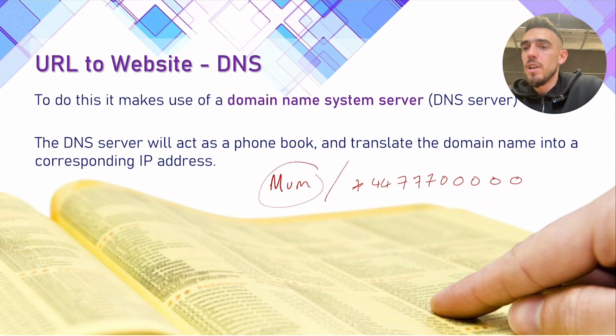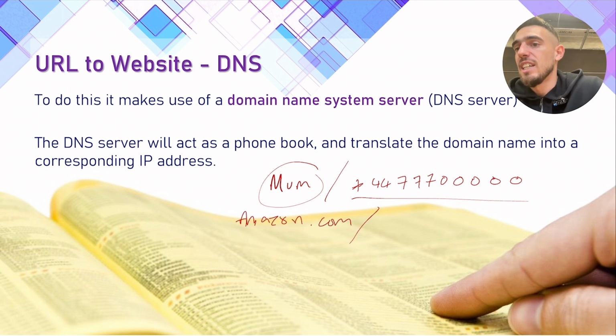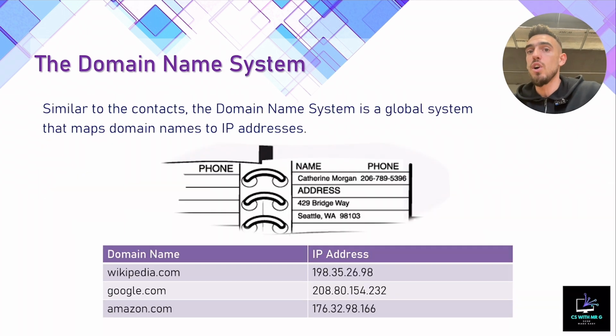I know my mum and this is her number. But when I'm going to Amazon.com, I won't know Amazon's IP address. It's going to be a long series of numbers and I'm never going to remember them. So when I type in Amazon.com, what happens is I access this DNS server to see if it's got the IP address for Amazon.com. So here we have some simple domains. Okay, we've got Wikipedia, Google, Amazon, and their IP addresses that go with it.